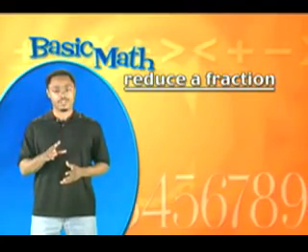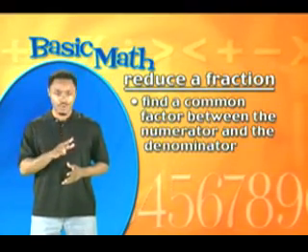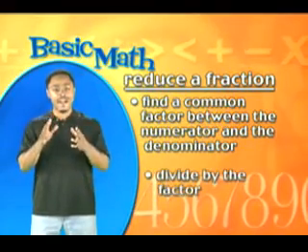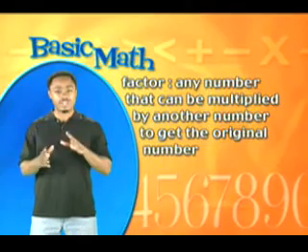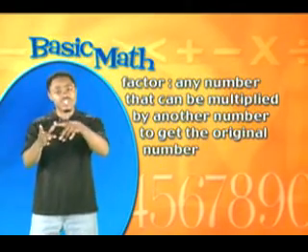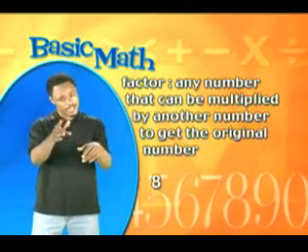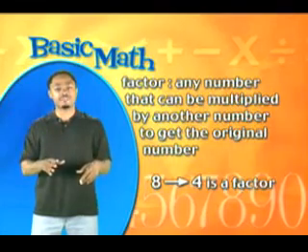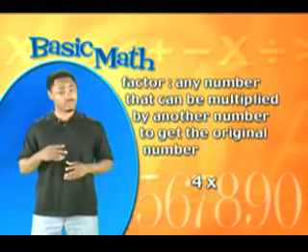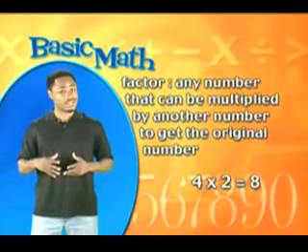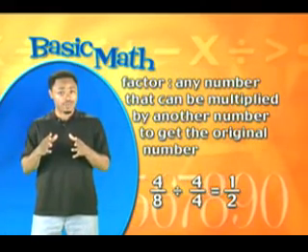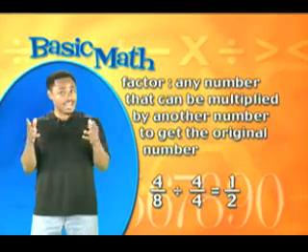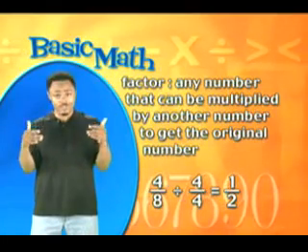To reduce a fraction, find a common factor between the numerator and the denominator, and divide the fraction by that factor. A factor of a number is any number that can be multiplied by another number to get the original number. So for 8, 4 is a factor of 8 because it can be multiplied by another number, 2, to equal 8. And if you divide 4/8 by 4 over 4, you get 1/2. Voila! The fraction is reduced.